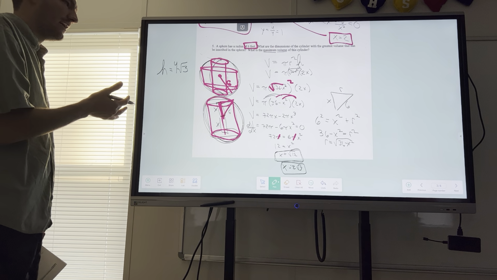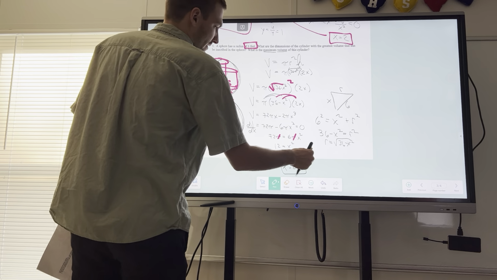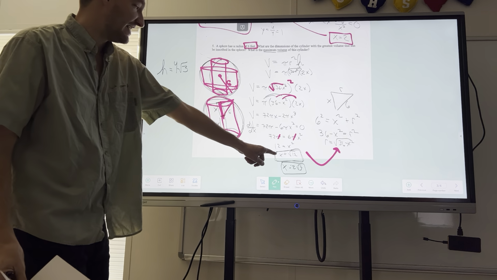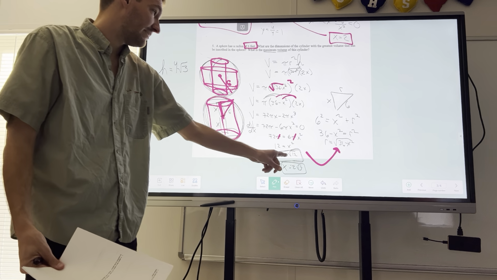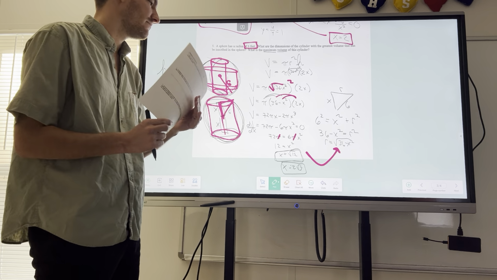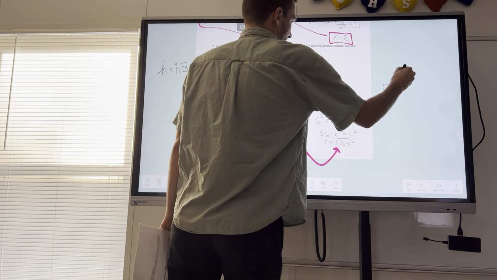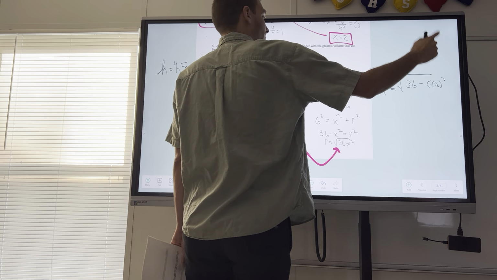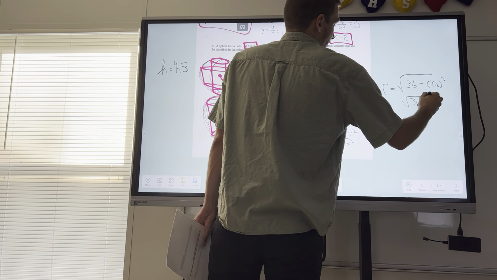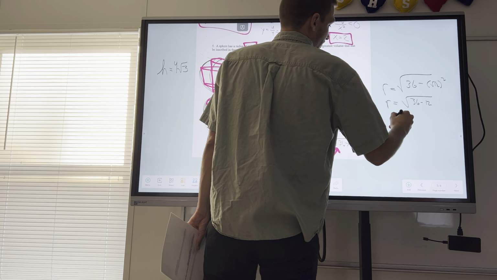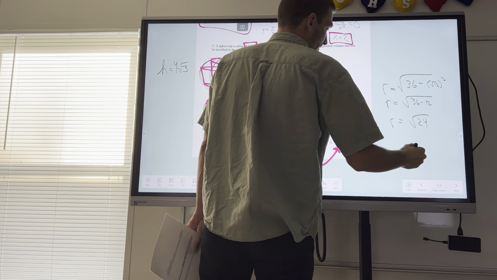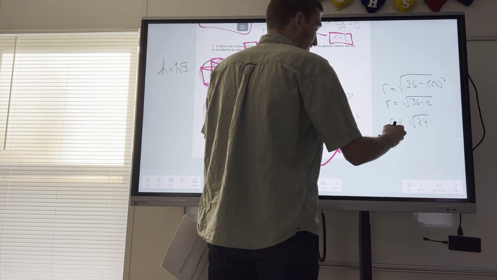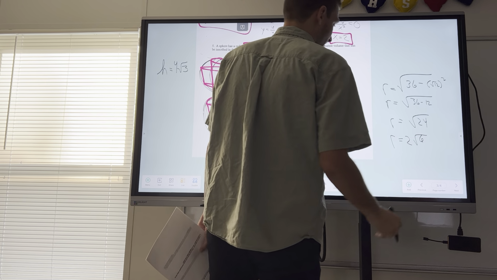The radius is a little bit more complicated. I would probably want to go back here to find the radius. I would leave it in the square root of 12 form because it's going to be squared, and that's going to make it nice. So the radius equals square root of 36 minus square root of 12 squared. And the square root of 12 squared is 12. 36 minus 12 is square root of 24. Are there any perfect squares in there? Yeah, maybe 4 times 6, so r is equal to 2 square root of 6.